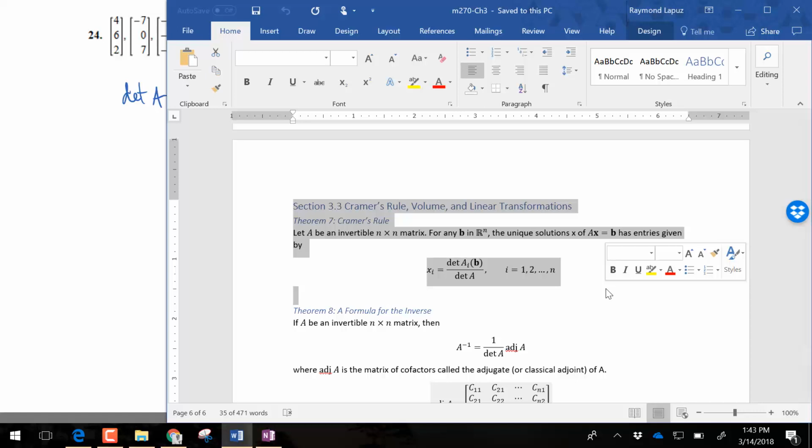The invertible matrix theorem categorizes these square matrices into one of two categories. It's either invertible or not invertible. And if it's invertible, then it satisfies everything in there. And if it's not invertible, then it satisfies nothing in there. It's all or nothing. That's what's cool about that theorem.